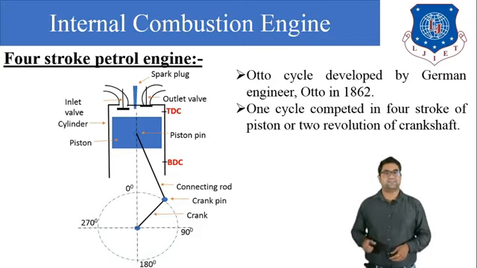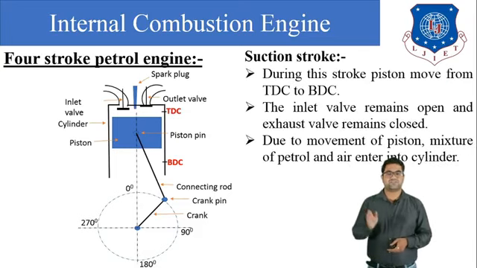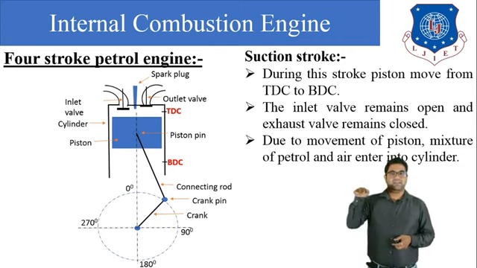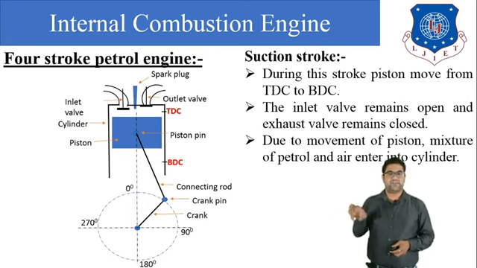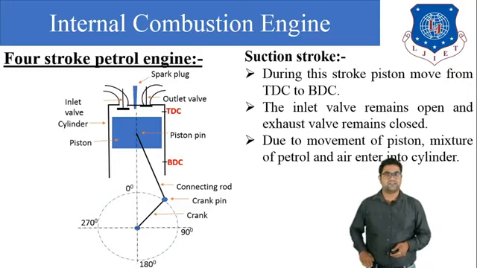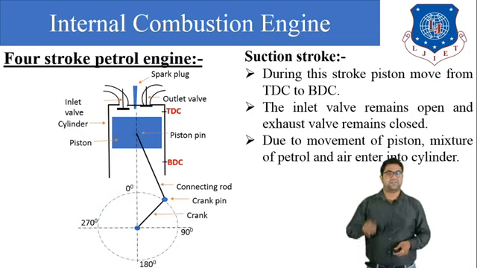Let us understand all the strokes one by one. Our first stroke is the suction stroke. What happens in the suction stroke? Initially the piston is at the top dead center. When the piston moves from top dead center to bottom dead center, the mixture of petrol and air which was generated in the carburetor enters the cylinder through the inlet valve.